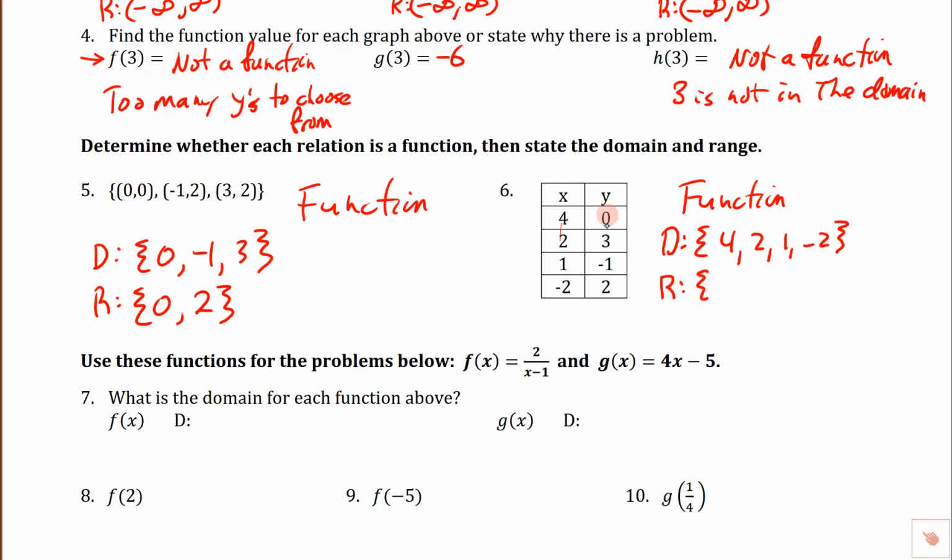So we're going to go ahead and write down the range. The range would be 0 and 3 and -1 and 2. Close those brackets and we're in good shape there.